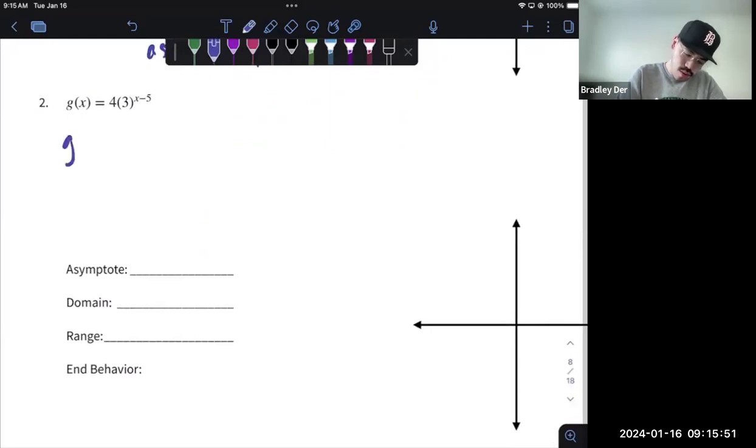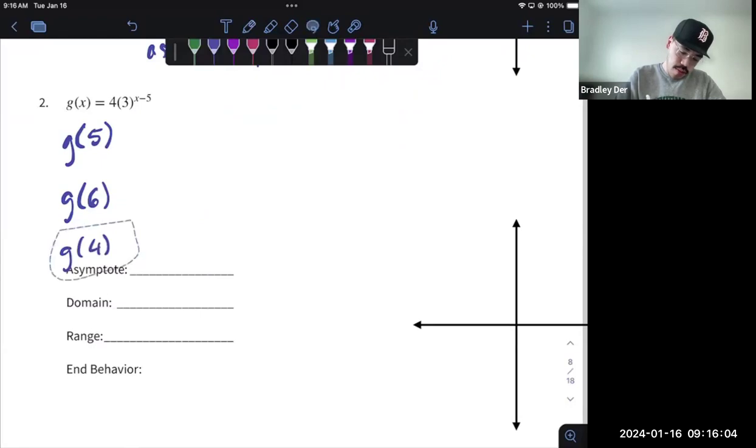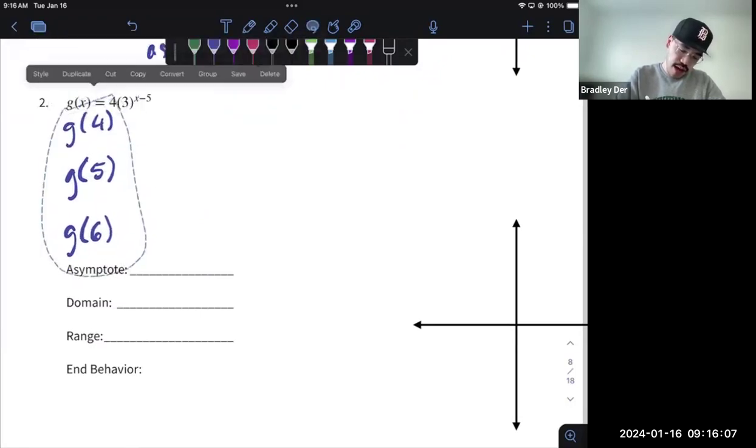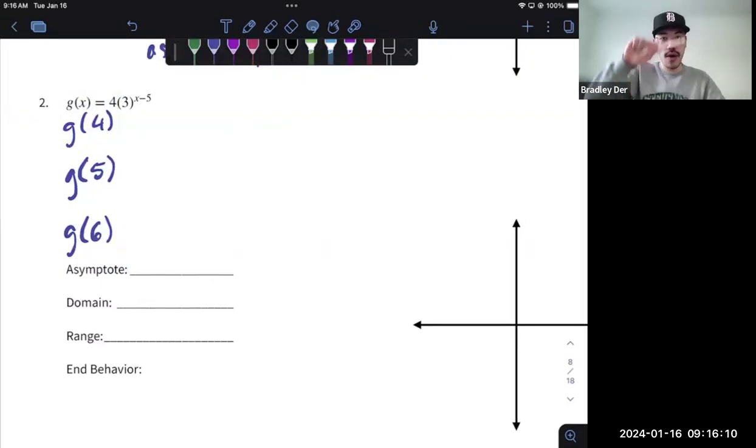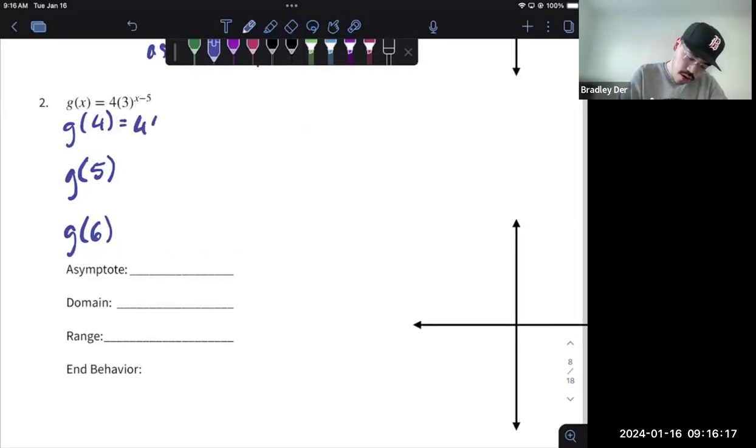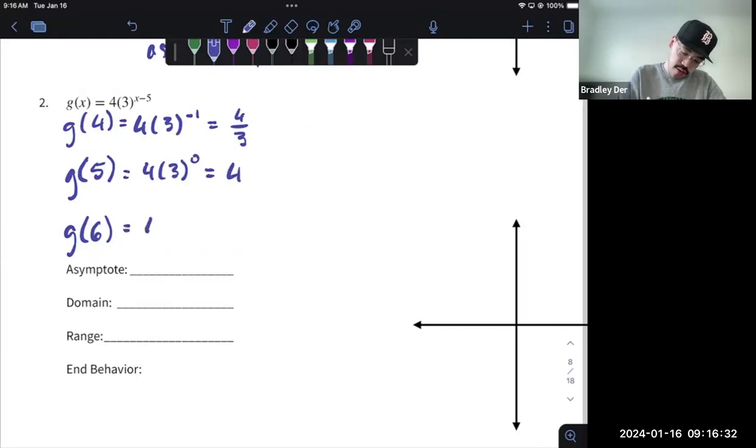So, I want g of 5, that's for sure, and g of 6 I think would be good. And let's just go for g of 4. That feels good. Basically what I'm doing is taking the 5, so that 5 minus 5 is 0, and just going up 1 and down 1 for 4 and 6. I guess 6 and 4, the way I said that. Anyway. 4 times 3, 4 minus 5 is negative 1. So 4 times 1/3 would be 4/3. 4 times 3, 5 minus 5 is 0. So that'd be 1 times 4 is 4. And we got 4 times 3, 6 minus 5 is 1. So that would be 12.